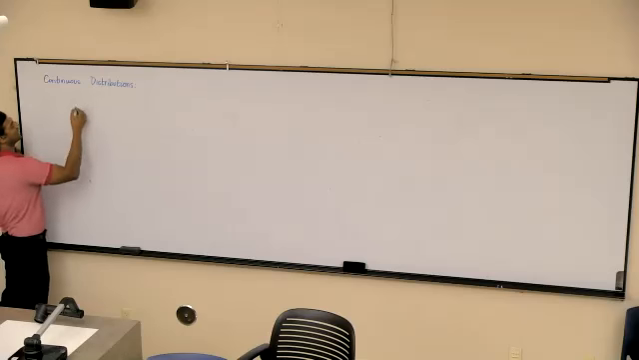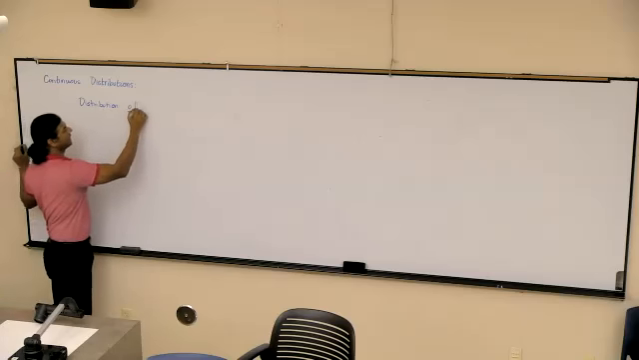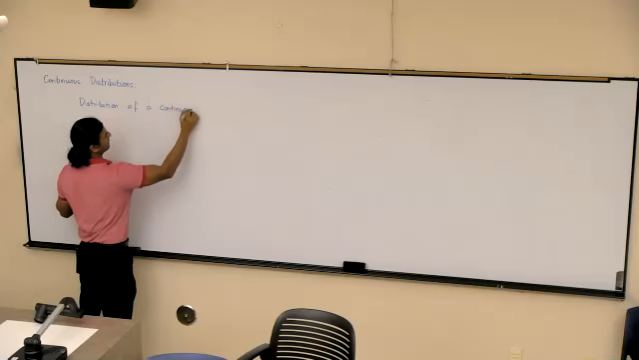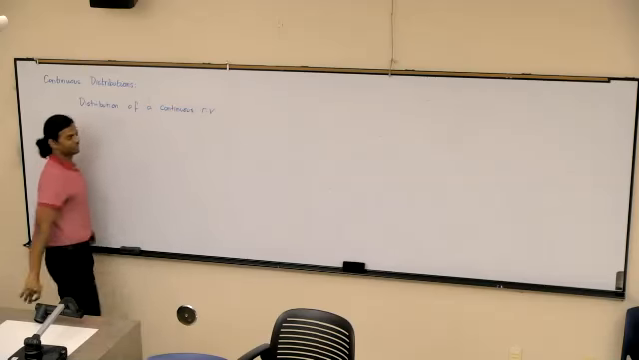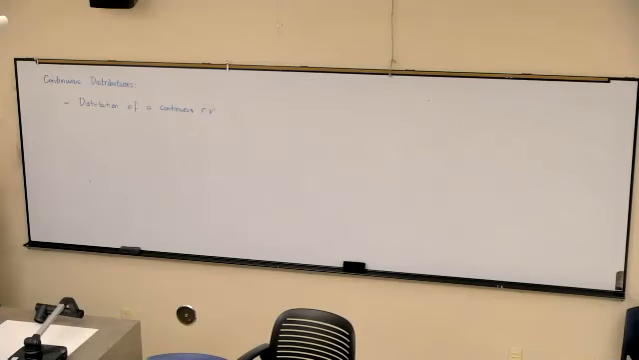So a continuous distribution is simply the distribution of a continuous RV. RV stands for random variable, not recreational vehicle. So it has a continuous support. In other words, it is some interval.